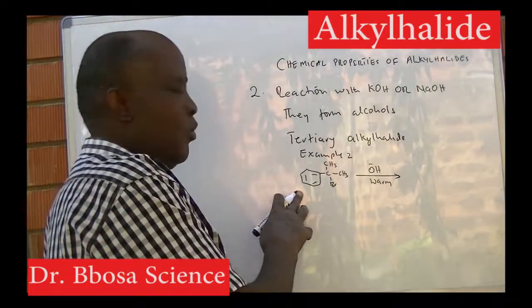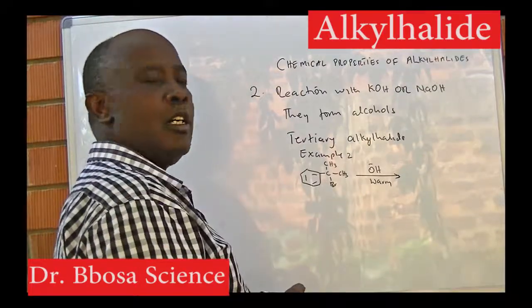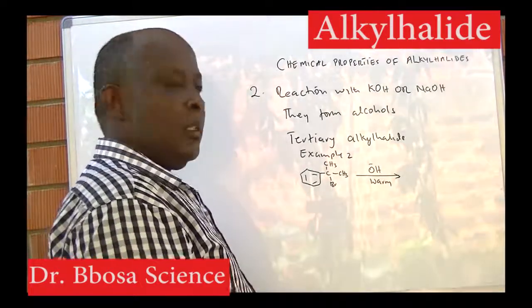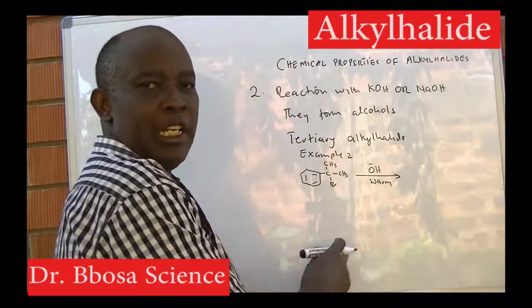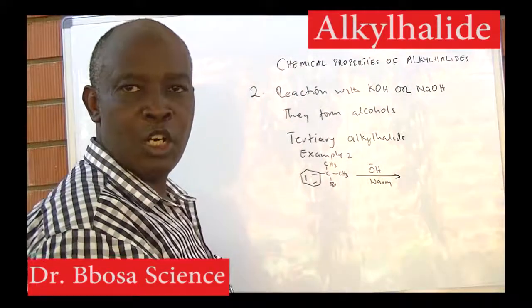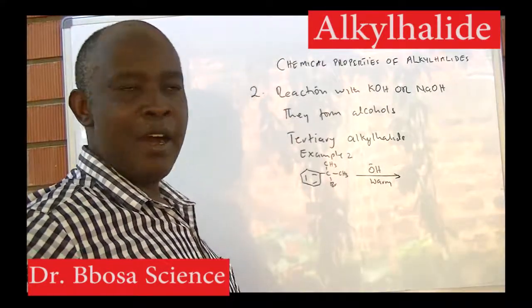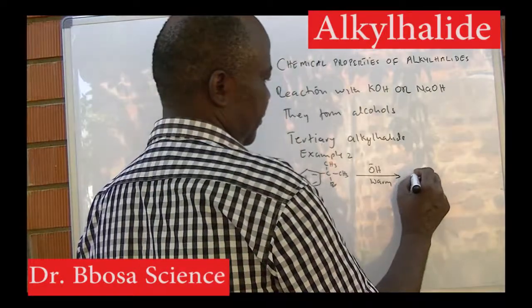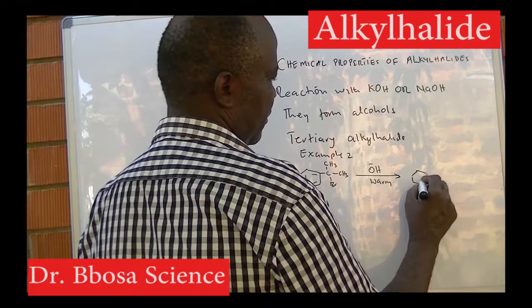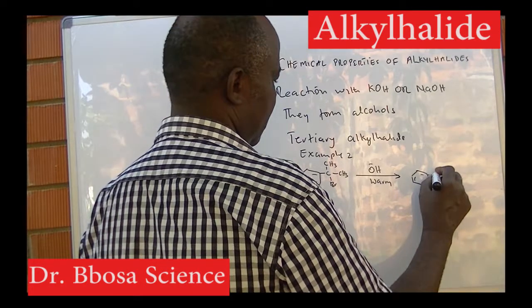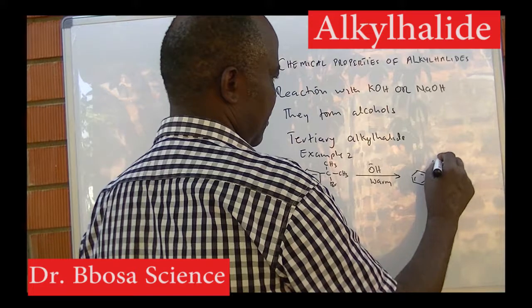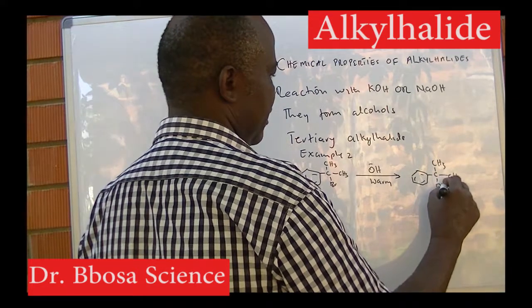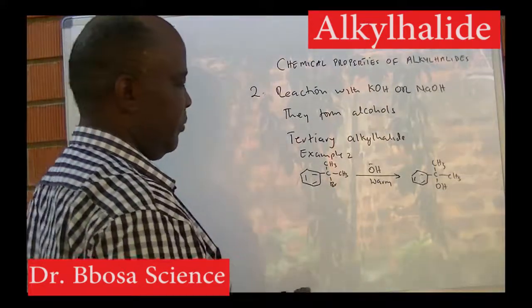Example 2, 2-bromo-2-phenylpropane reacts with sodium hydroxide to form... So you can pause, complete, and then write a mechanism. I hope you have got 2-phenylpropan-2-ol. Mechanism.